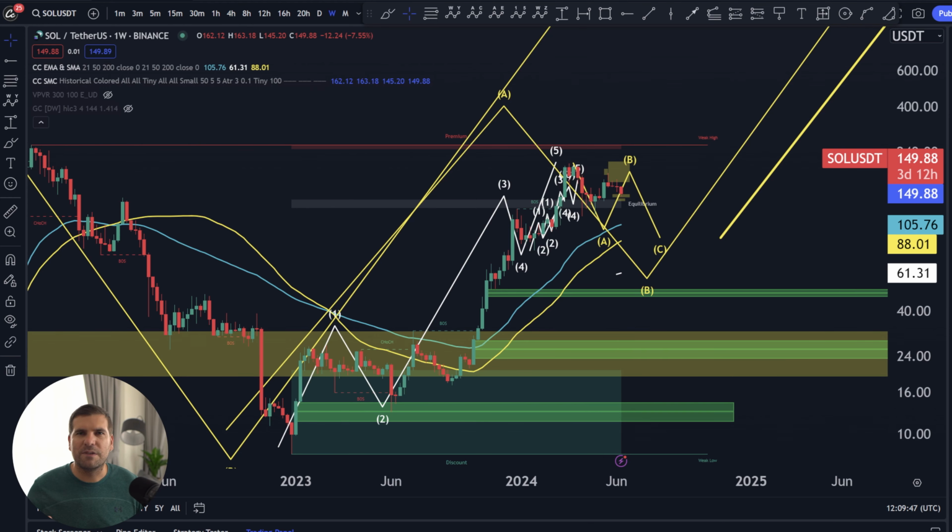Now, of course, there's many reasons and many catalysts behind why that might be. We can obviously talk about whether or not Solana is going to have an ETF and all those things, and you can let me know your thoughts on all of that in the comments down below.